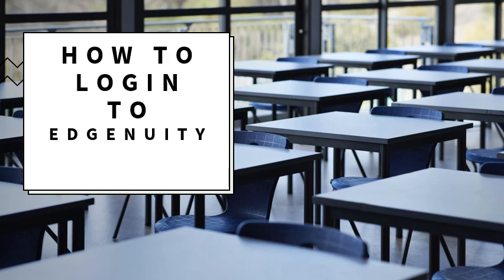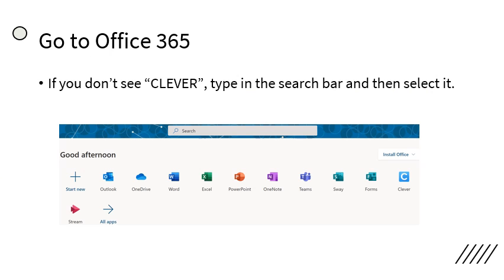So let's first of all go over the basics of how to log in. The login process is the same for you as it is for the students. To get to Edgenuity, you go to Office 365. The first time you do this, you probably will not see the app Clever, so if that's the case, you just type the word Clever into the search bar, and then it should pop up and you select Clever. Once you've done this once or twice, the Clever app will start to appear in your Office 365 bar as one of your frequented apps.